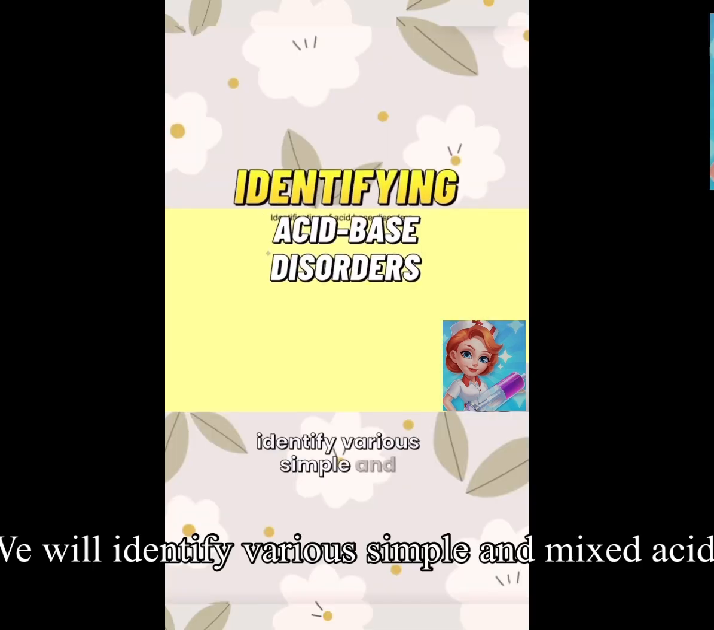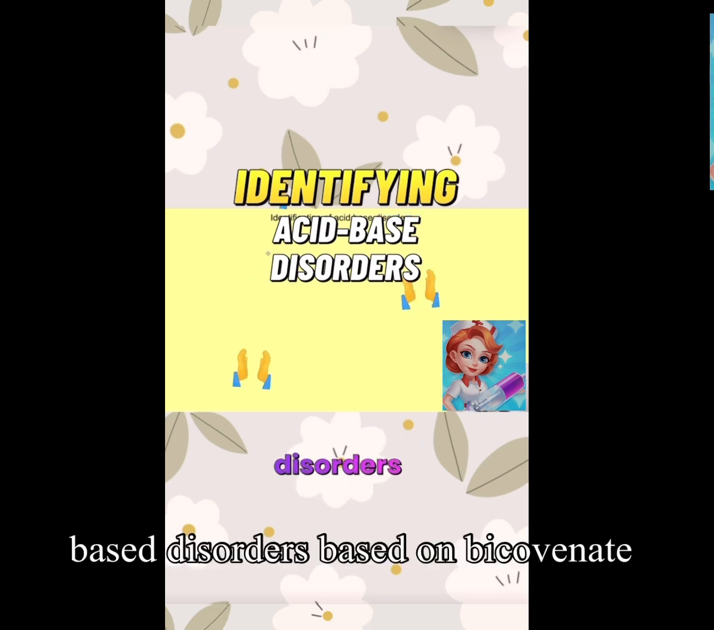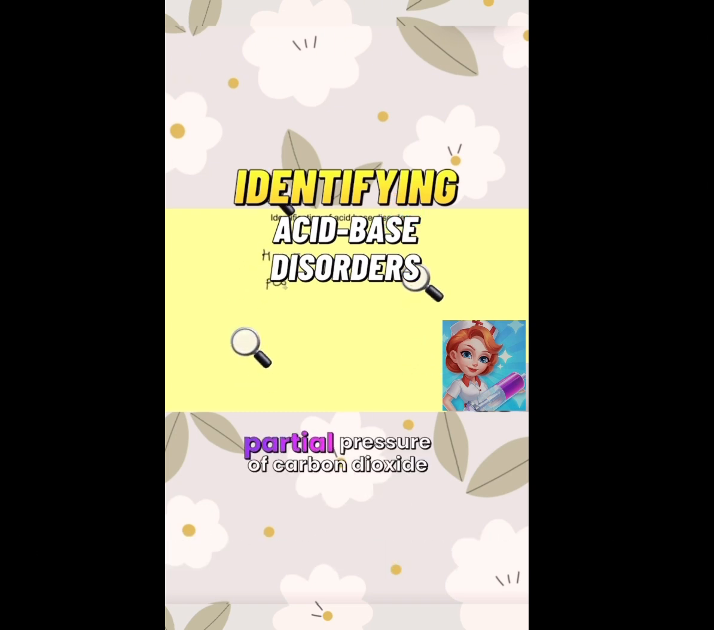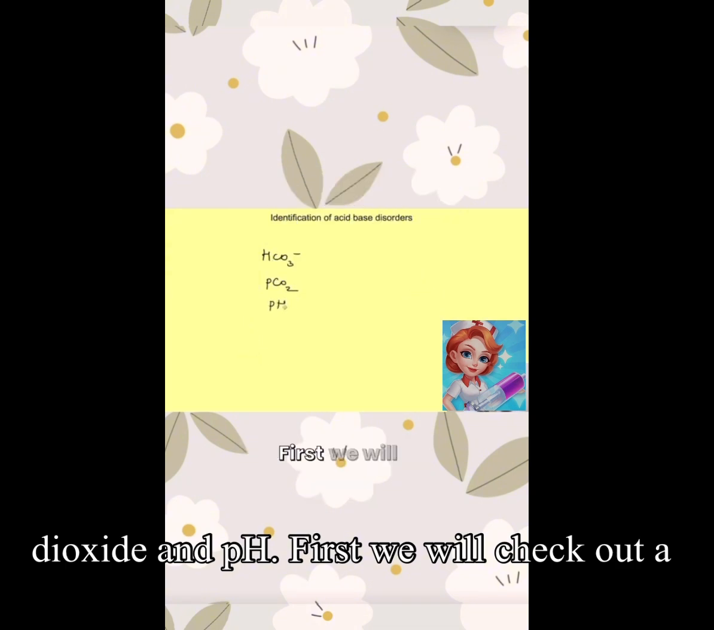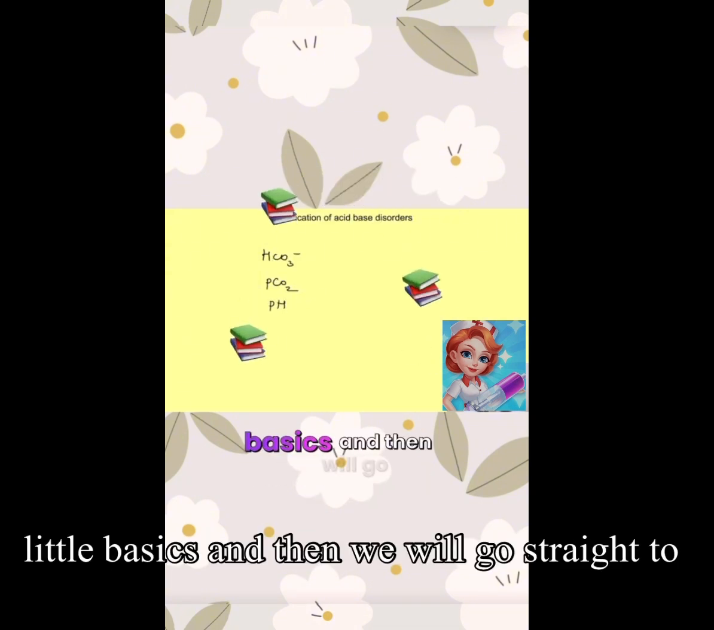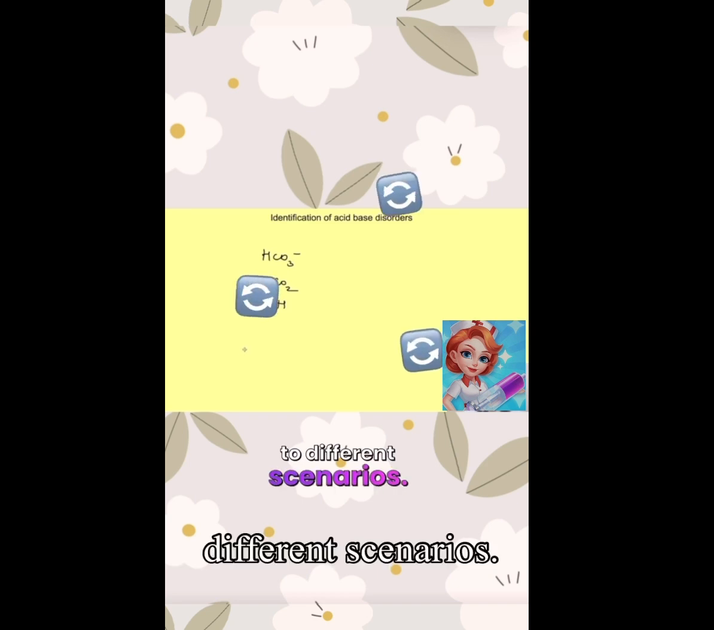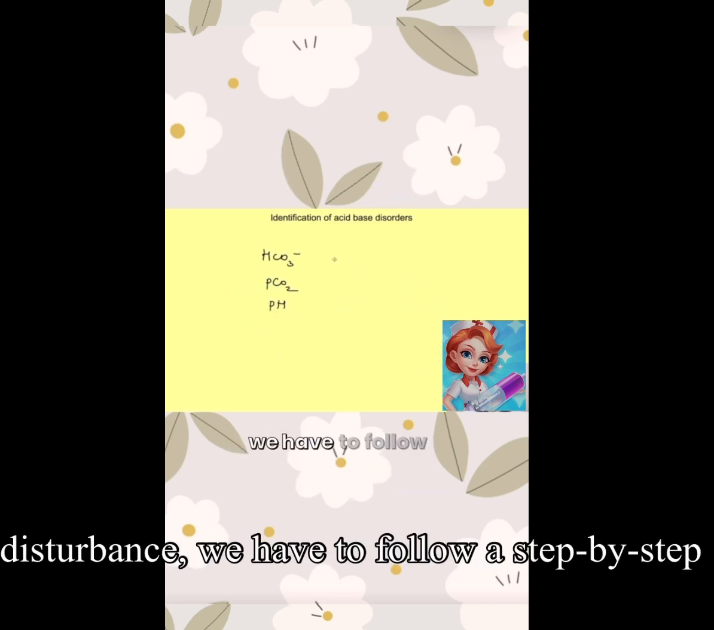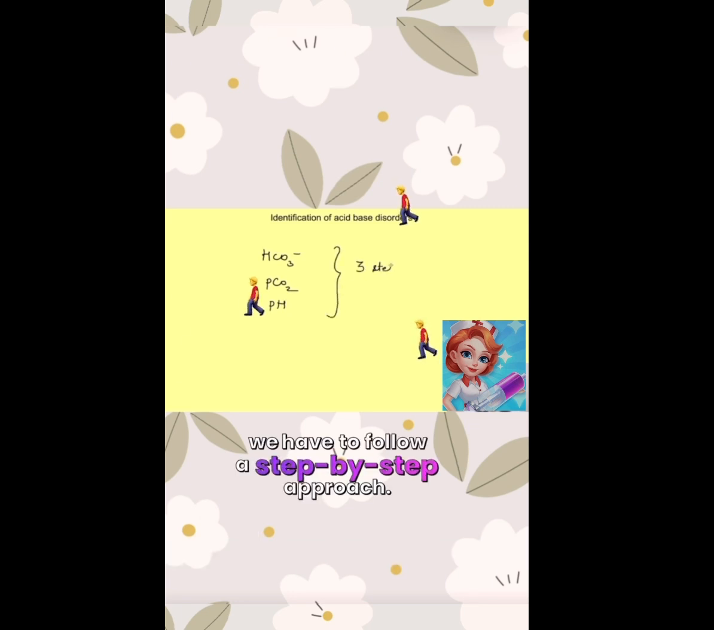Identify various simple and mixed acid-base disorders based on bicarbonate concentration, partial pressure of carbon dioxide and pH. First we will check out a little basics and then we will go straight to different scenarios. For identification of the acid-base disturbance, we have to follow a step-by-step approach.